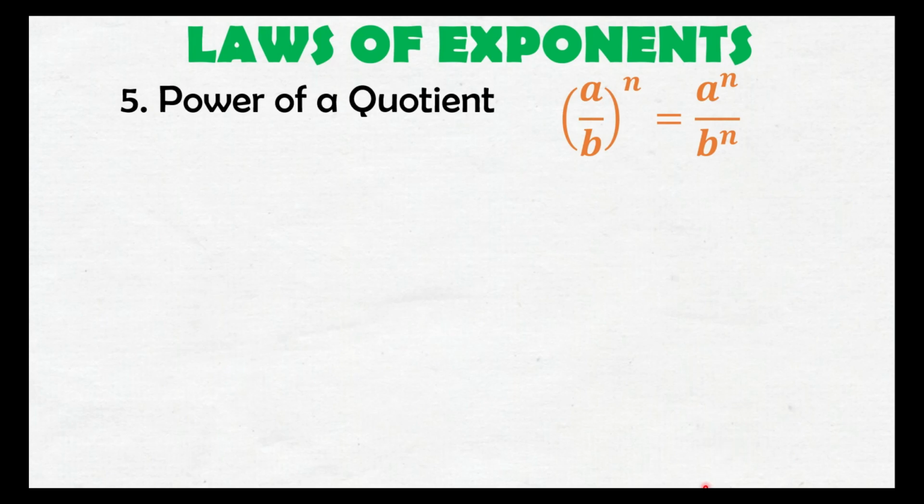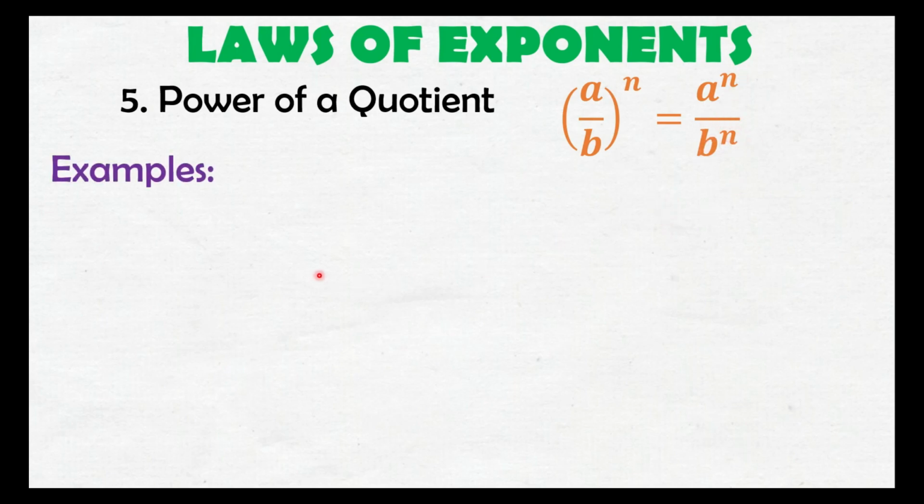Okay, number 5. Power of a quotient. So, dun sa previous slide natin is power of a product. Dito naman nagdi-divide tayo, power of a quotient. So, kapag meron tayong expression na quantity a over b and naka-raise yan sa n, ang gagawin lang natin is, pwede natin i-distribute yung exponent sa exponent ng numerator at sa exponent ng denominator. So, magiging a raised to n over b raised to n siya.